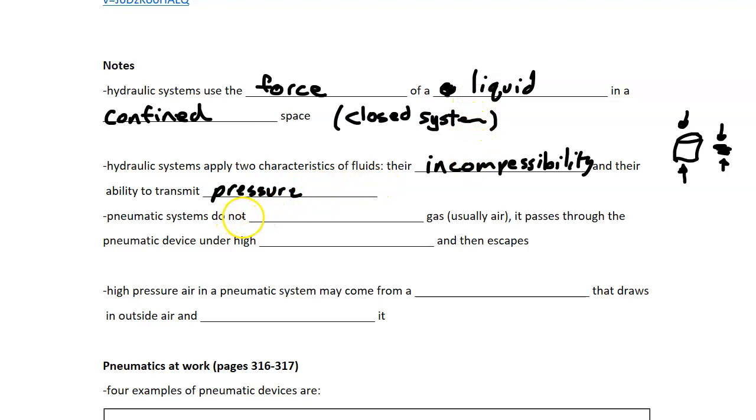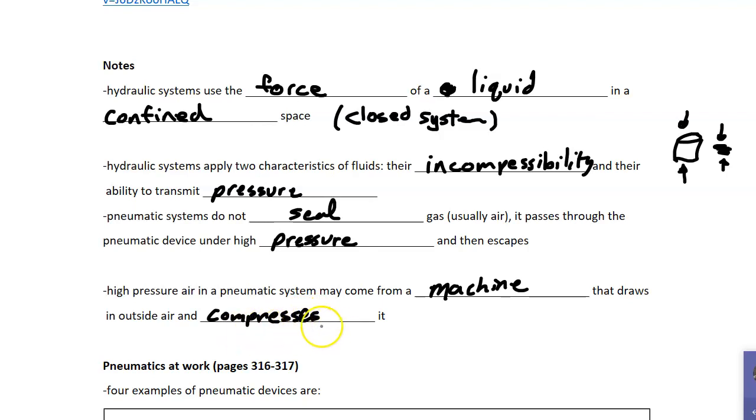Now, pneumatic systems do not seal gas, usually air, as it passes from a place of high pressure and then escapes, such as what we got in the empty pop can there. High pressure pneumatic systems may come from a machine that draws air from outside and compresses it.